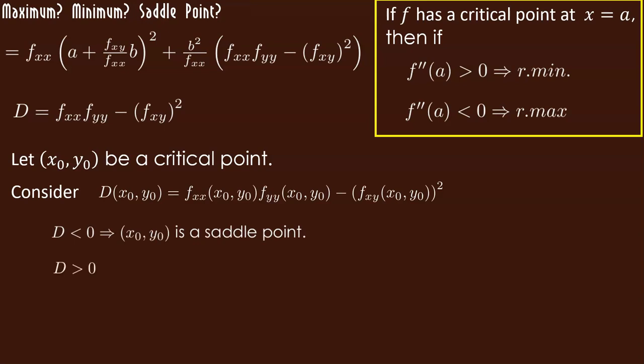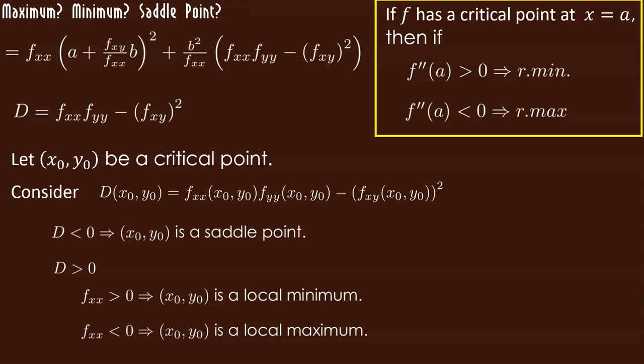What if d is positive? If d is positive, that means fxx and fyy must be the same sign, because that needs to be positive. And it's going to be bigger than the second expression. And I know fxx and fyy, since they have the same sign, I only really need to look at one of them, not both of them. So if fxx is positive, then that means that part of the graph is concave up, which means I have a minimum. If f sub xx is negative, then my graph is concave down at that point, and I have a local maximum.